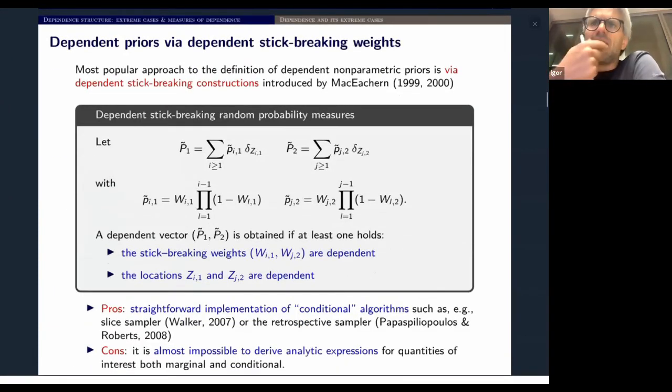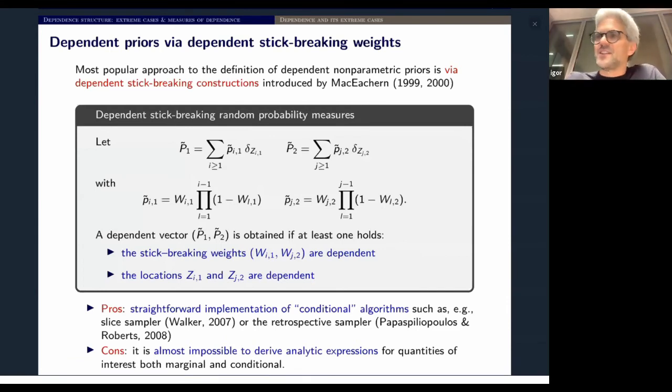So, non-parametric priors. The first ones to introduce them were Steve MacEachern in his nice technical reports at the end of the last century, essentially, and the way he introduced them was in terms of stick-breaking priors. So you have two random probability measures defined in terms of stick breaking, and you make either the weights or the locations dependent, or otherwise both.